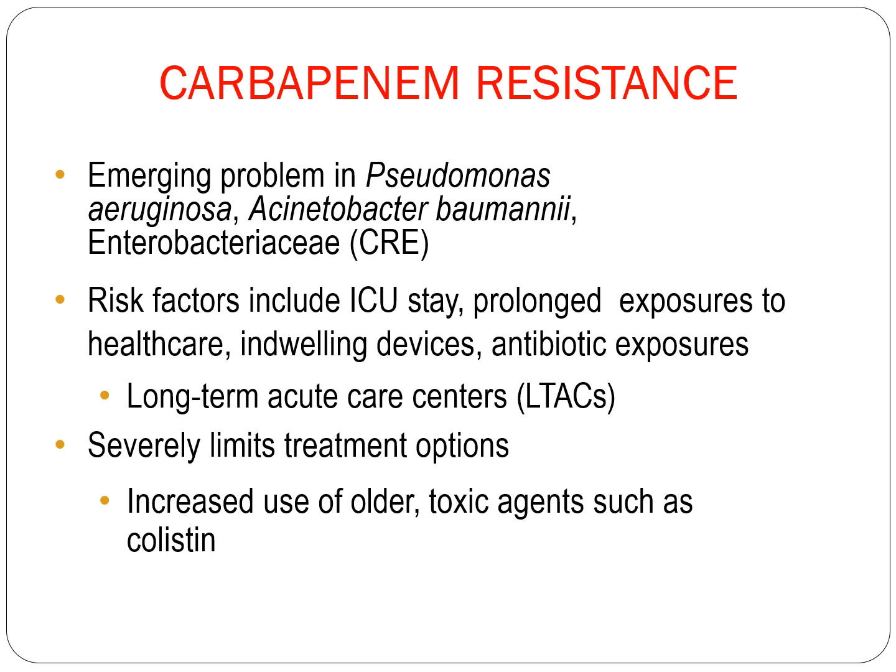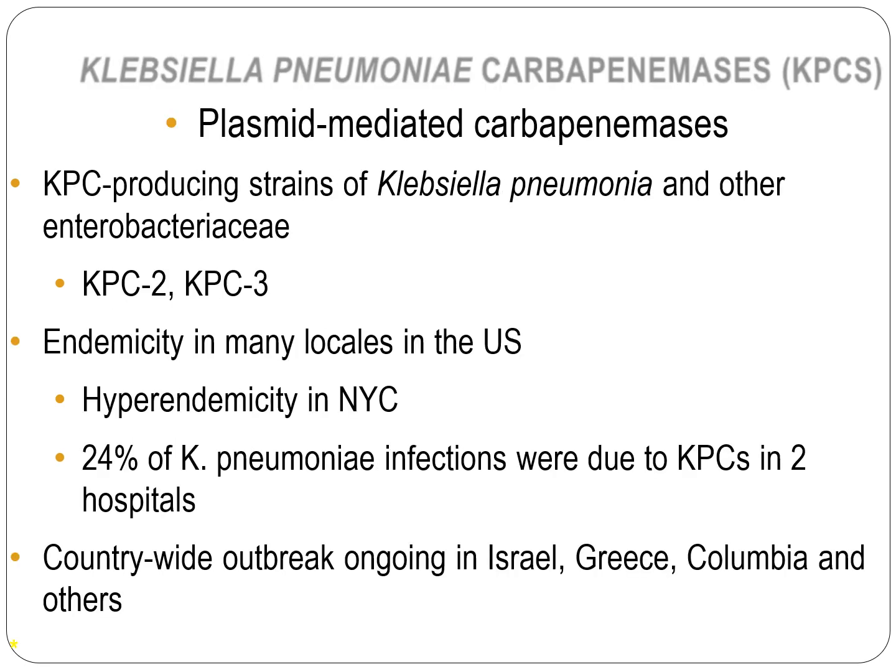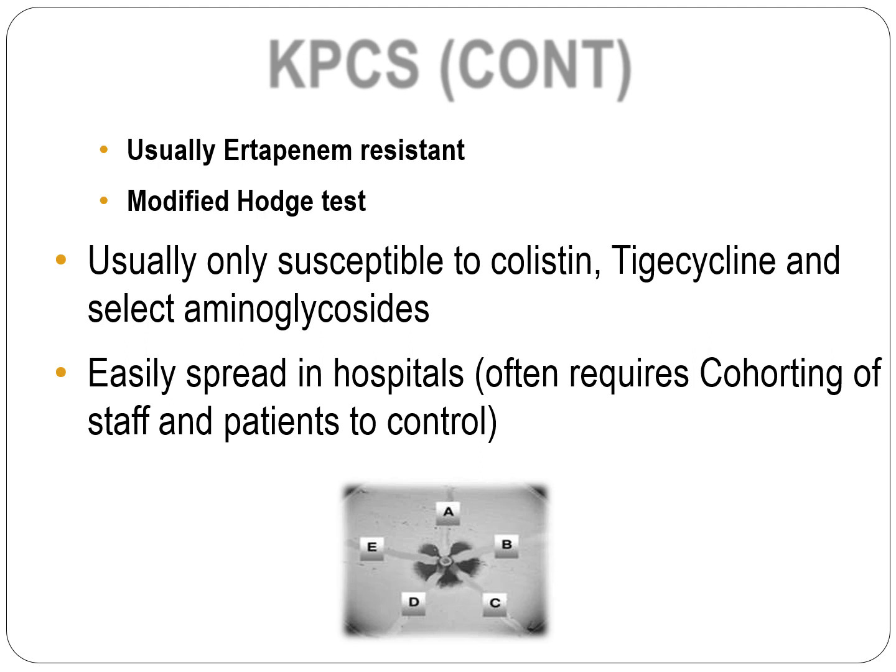We also see an increase in resistance towards carbapenem. An emerging problem in Pseudomonas, Acinetobacter, and Enterobacteriaceae is carbapenem resistance. It severely limits the treatment options, especially in long-term care. Carbapenemases such as KPC are produced by Klebsiella pneumoniae. It is endemic in many locales in the US also. Countrywide outbreaks have been reported from Colombia, Israel, and others. It can be detected by the modified Hodge test; usually they are ertapenem resistant and easily spread in the hospital.